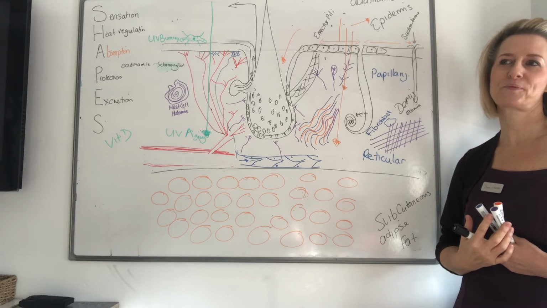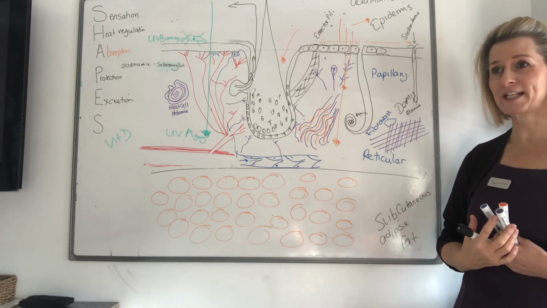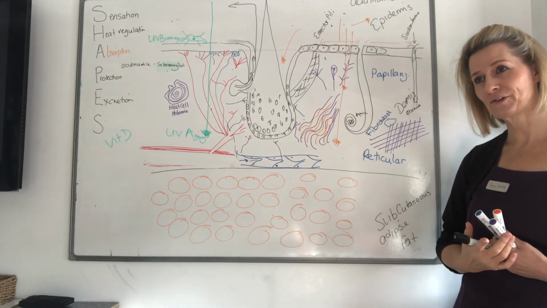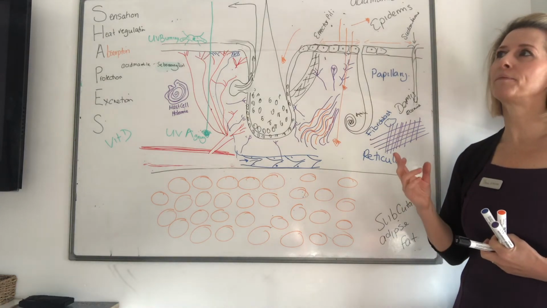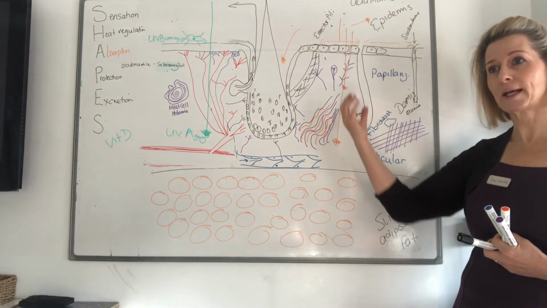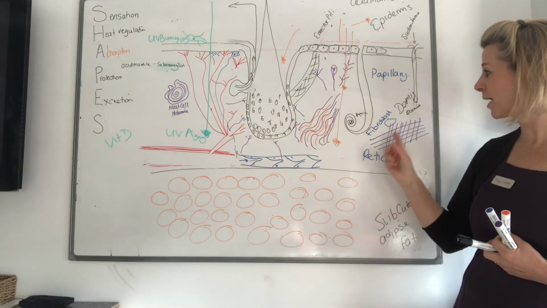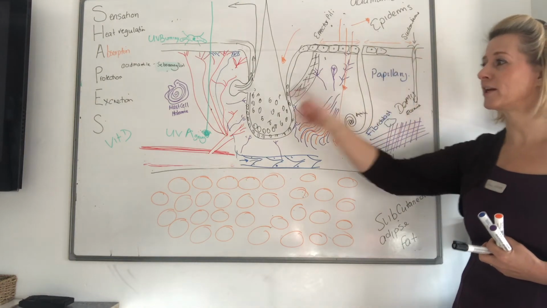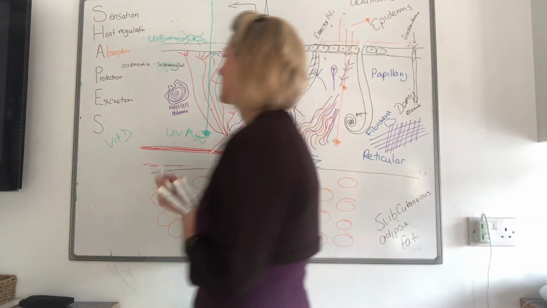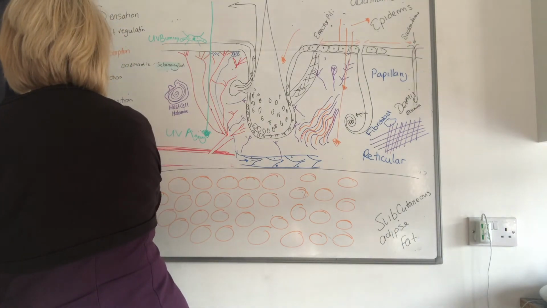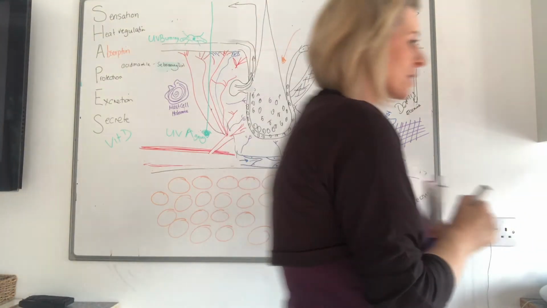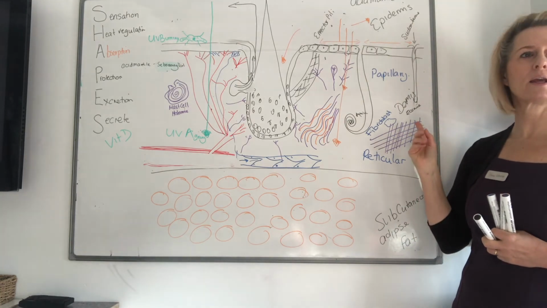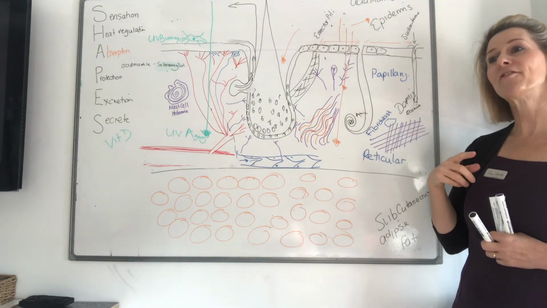Why are some people more than others? Is it genetic? People say it can be what you've eaten. Well, anything that you eat, anything that goes into your body will come out. It will secrete out onto the surface of the skin, which is the last one there. S is secrete. So if you eat garlic, you will sweat garlic.